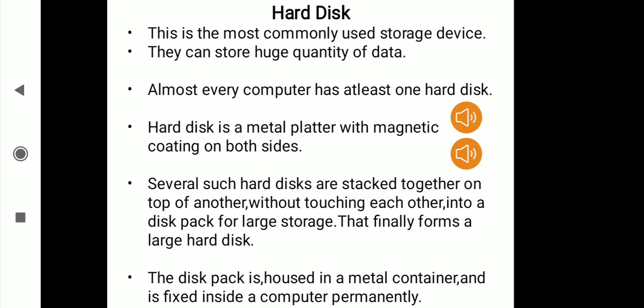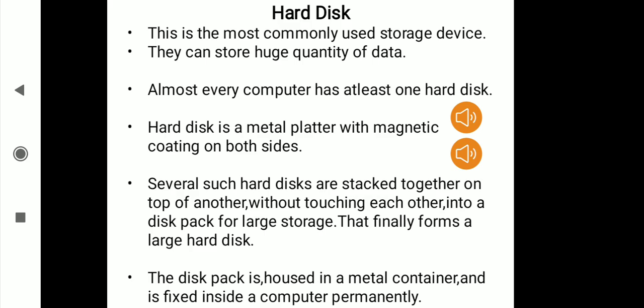The hard disk is a metal platter. That means the shape of a hard disk is in the form of a circular disk, and that disk-like thing is that metal platter. And on top of that metal platter there will be magnetic coating that will be fixed, and even at the bottom of that metal platter magnetic coating will be fixed.